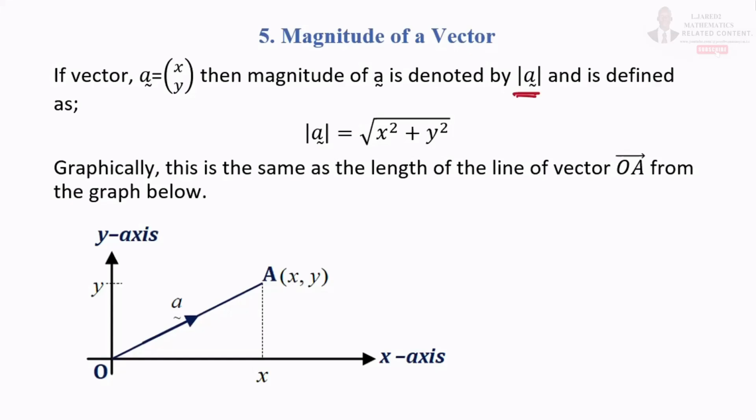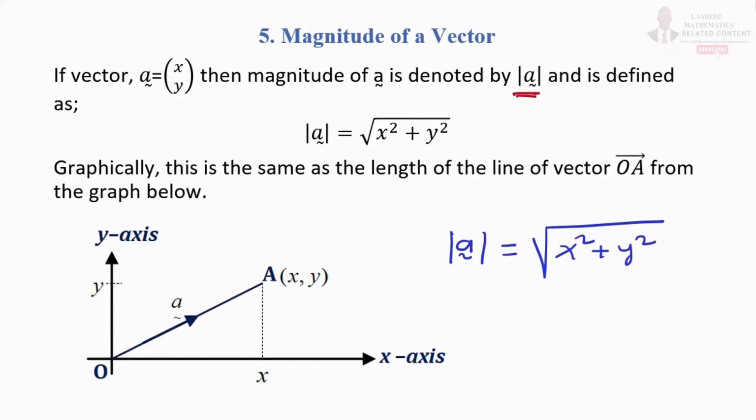This one is read as magnitude of A, vector A, and is defined as the magnitude of vector A equals the square root of x squared plus y squared. Graphically, this is the same as the length of the line of vector OA from the graph below. As we are determining the length, the magnitude of the vector is the same as the length of that vector. It is given by the square root of x squared plus y squared.